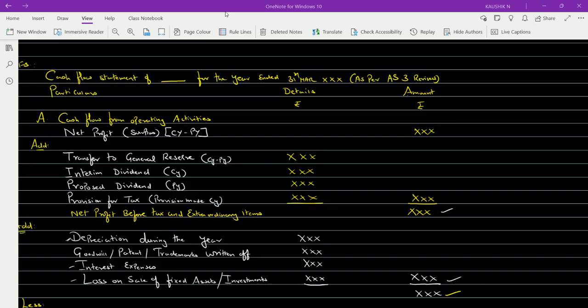Interest. Upon payment of interest even for the bank loan, whether it's a short-term loan or long-term loan, that is whether it's a bank overdraft or any term loans, that will also be a part of our financing activity, right? Okay. Next, the most important.